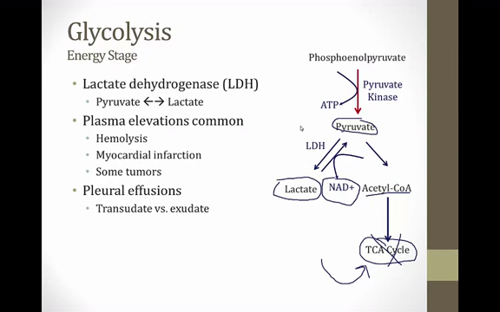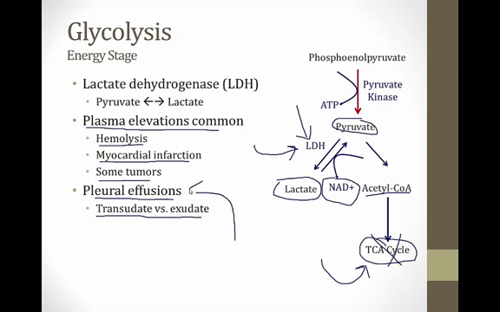But what I do want to mention is that the enzyme that converts pyruvate to lactate is called lactate dehydrogenase, or LDH. And plasma elevations of this enzyme are common in a number of clinical scenarios. In hemolysis, you can detect high levels of LDH as it spills out of red blood cells that are dying. In myocardial infarction, you can find high levels of LDH in the blood, and some tumors generate high levels of LDH in the plasma. In addition, when we're trying to determine the etiology of a pleural effusion, we will often measure the level of LDH in the effusion to determine whether it's a transudate versus exudate. And I talk about this in more detail in the pulmonary modules, but for our purposes here, I just want you to recognize that this enzyme LDH has a lot of clinical relevance.